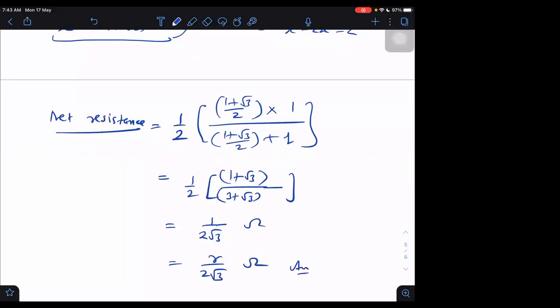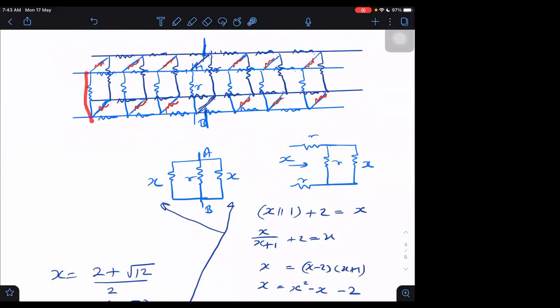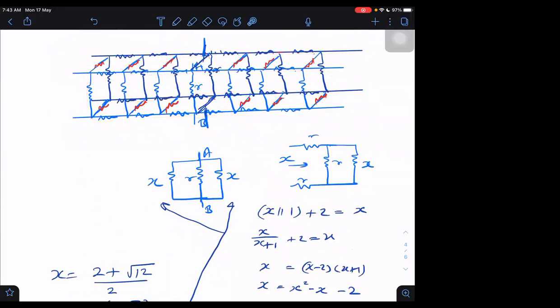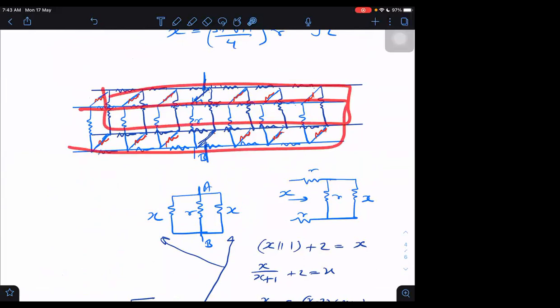So why did you multiply by 1 by 2? Why did I make it 1 by 2? I don't know which one you were solving. There is this network and there is an identical one on the backside also. I'm solving the final network. These two are in parallel, yes. This front one and the backside one are in parallel.